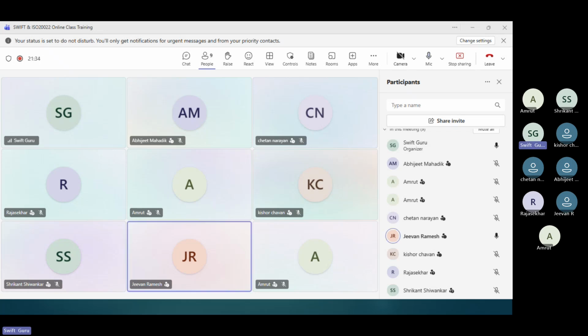And during this training, I'll also help guide you in preparing your CVs, and interview preparation is also a part of it. That will help you in terms of your job change related activities. Okay, Swift Guru, all right, thank you. Thanks, Jeevan.